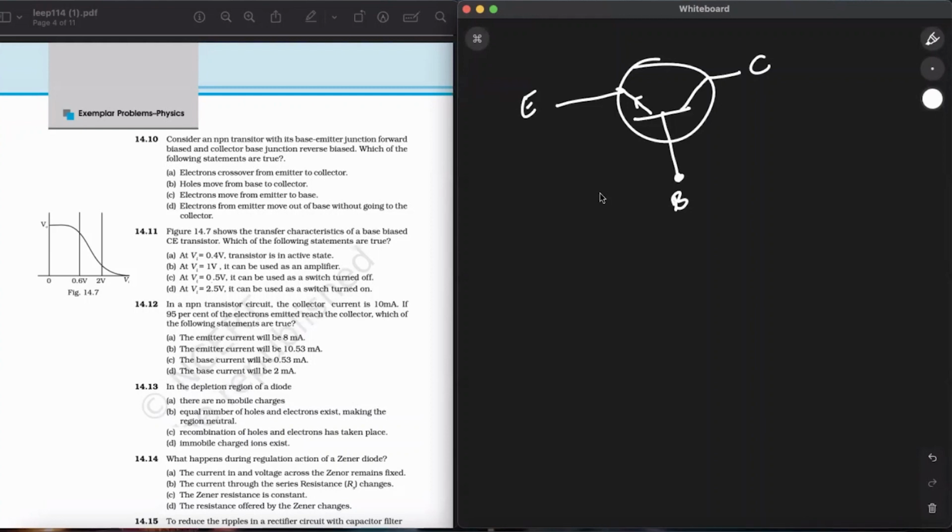So option A says that the electron crosses over from emitter to collector. That is true. And B, holes move from base to collector. That is wrong. C, electrons move from emitter to base. That is correct. So options A and C are correct for question number 10. Now moving on to question number 11.